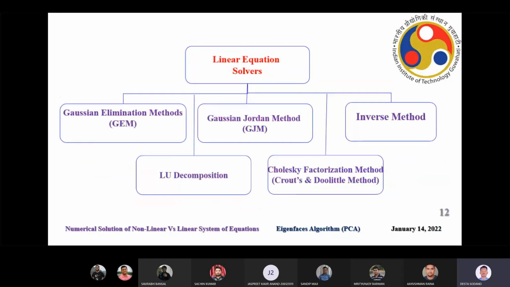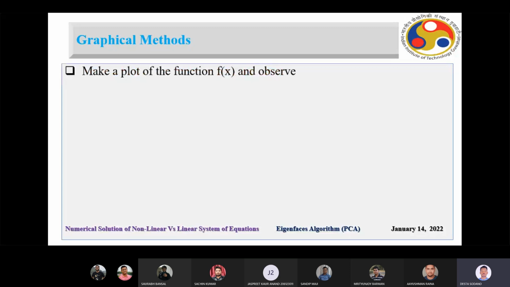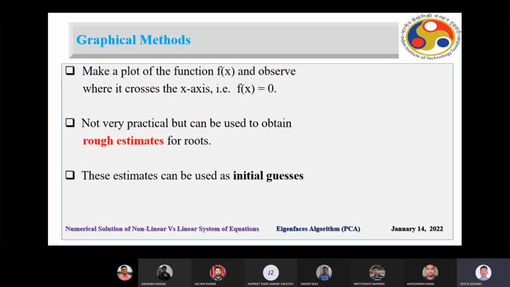The other one is linear equation solvers. It is obvious that the numerical solution of systems of equations includes Gaussian elimination, Gauss-Jordan, inverse method, LU decomposition, and also Cholesky factorization, like Doolittle type. So let us see the graphical method.